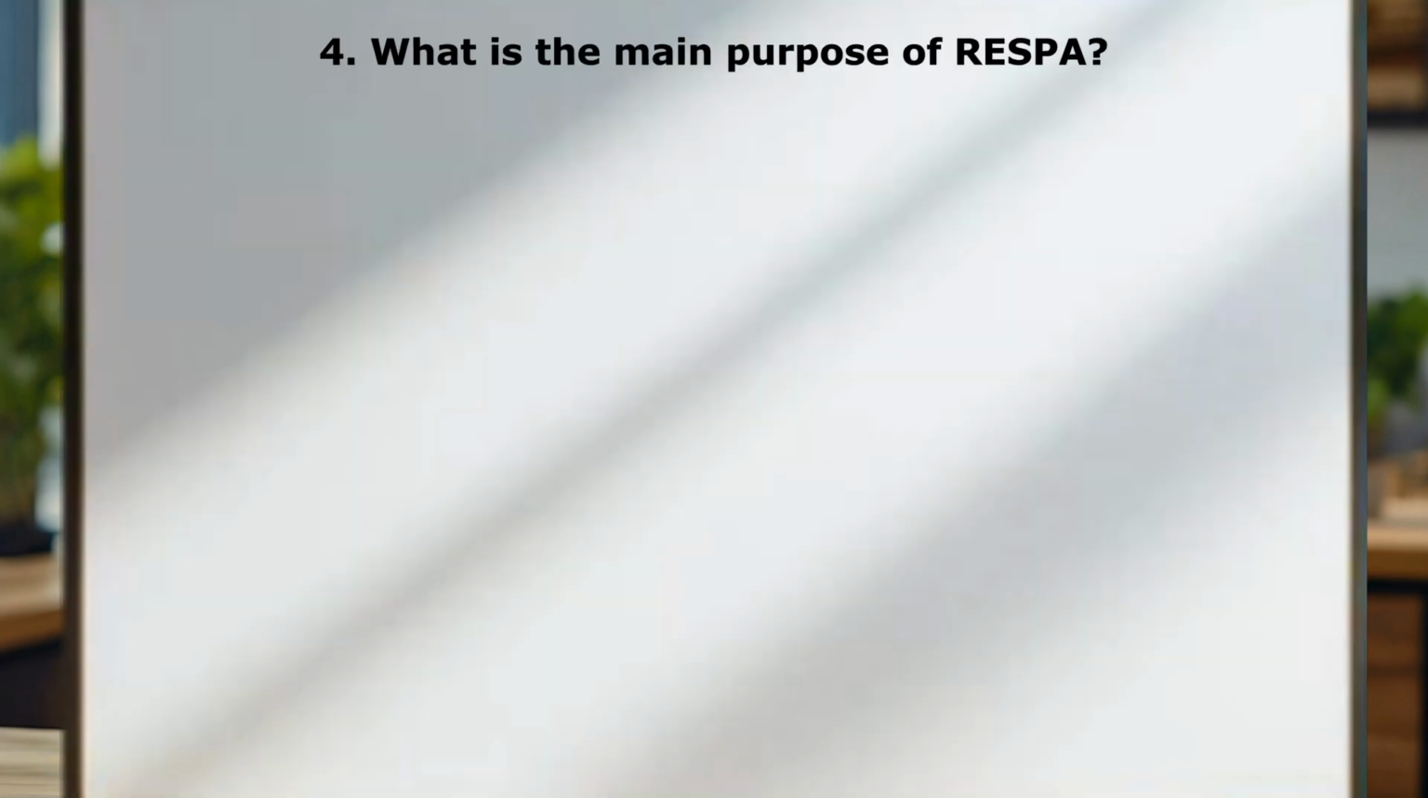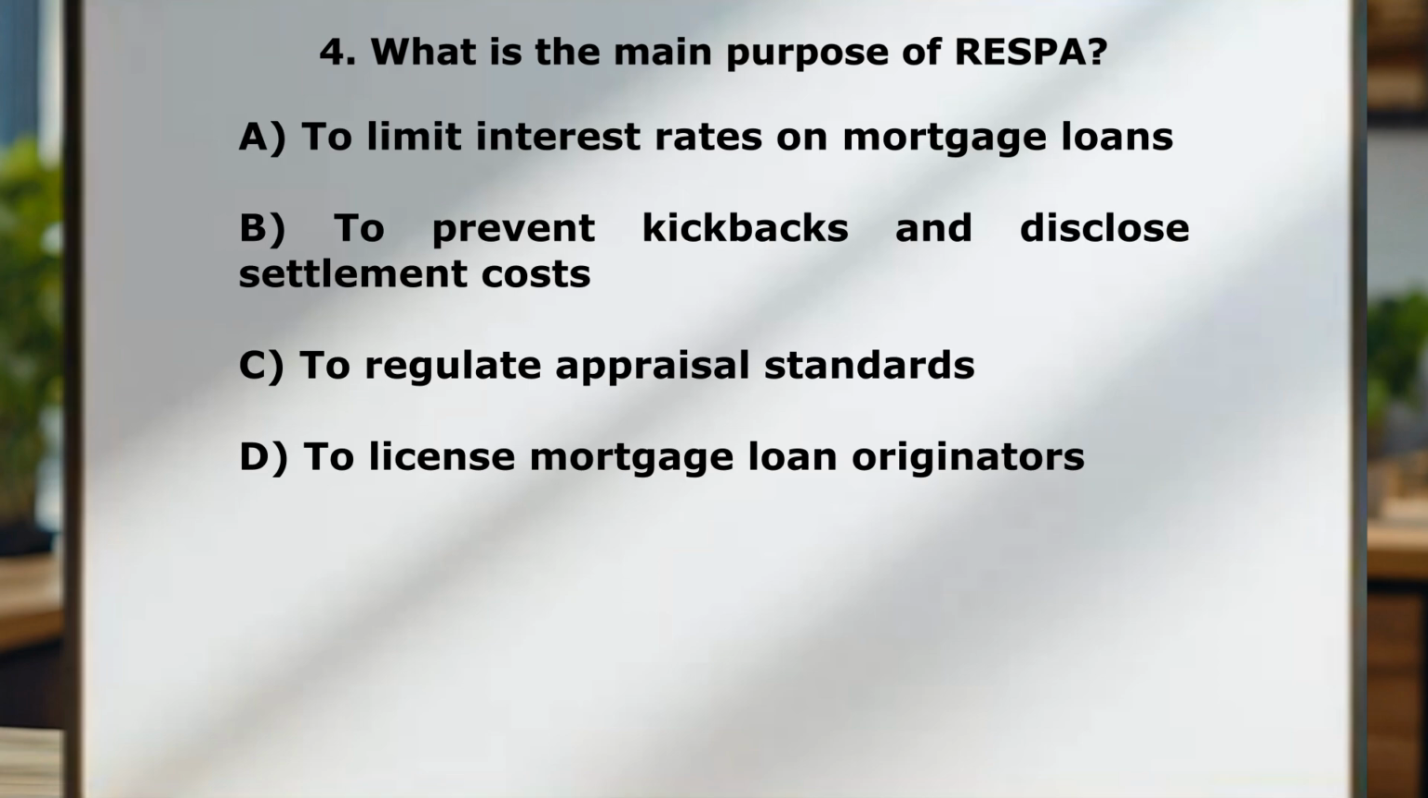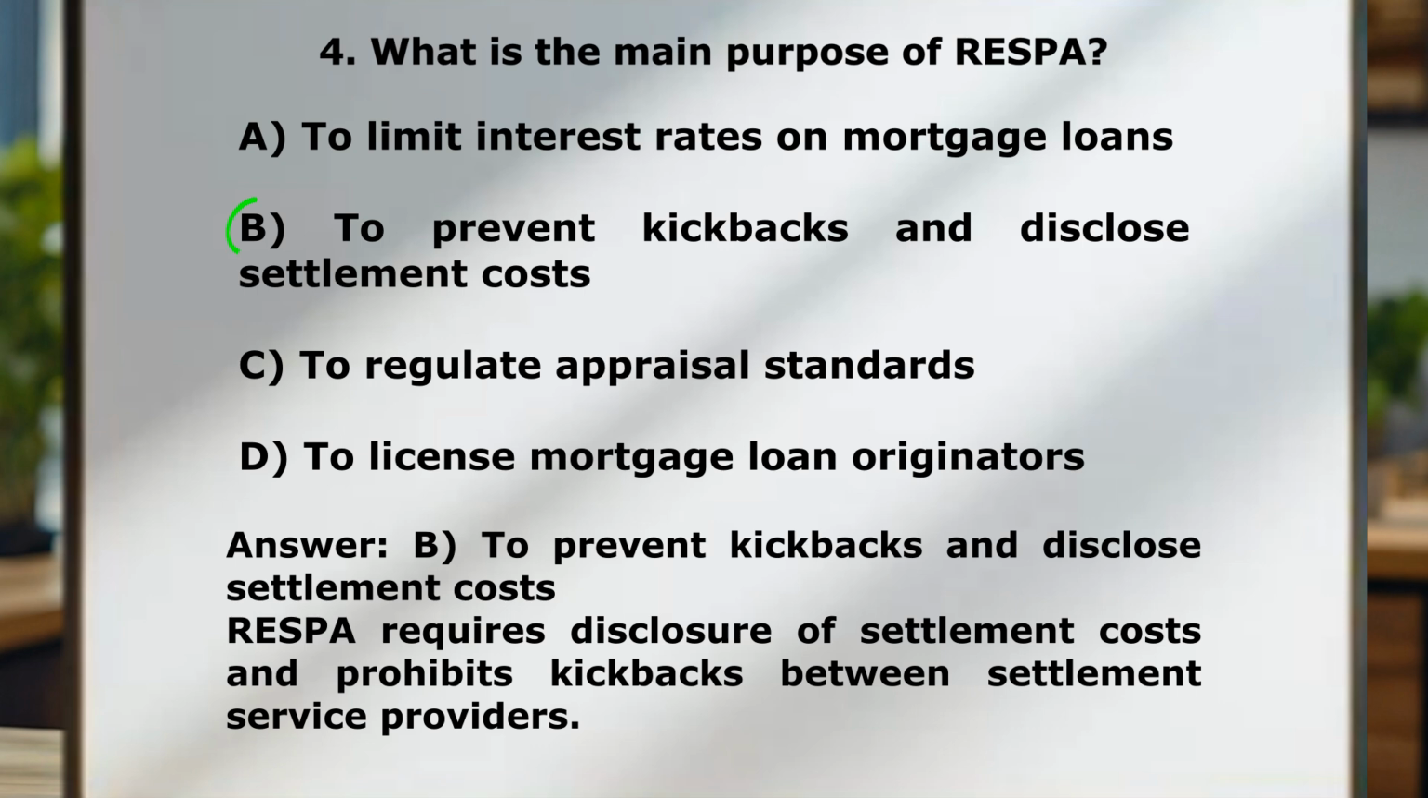Question number 4. What is the main purpose of RESPA? A, to limit interest rates on mortgage loans. B, to prevent kickbacks and disclose settlement costs. C, to regulate appraisal standards. D, to license mortgage loan originators. Correct answer here is B, to prevent kickbacks and disclose settlement costs.